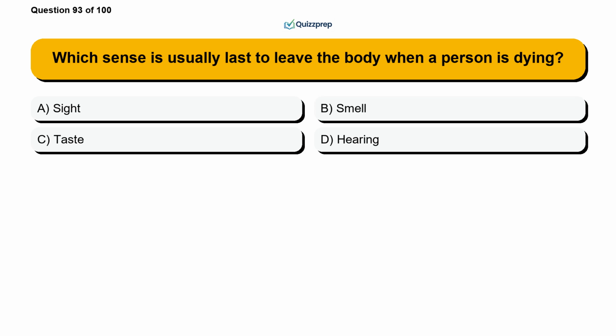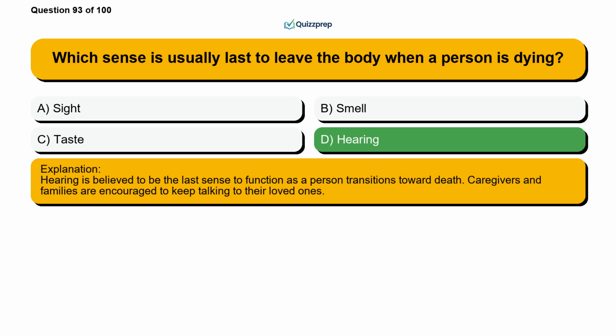Question 93. Which sense is usually last to leave the body when a person is dying? Option A, sight. Option B, smell. Option C, taste. Option D, hearing. The correct answer is option D, hearing. Hearing is believed to be the last sense to function as a person transitions toward death. Caregivers and families are encouraged to keep talking to their loved ones.